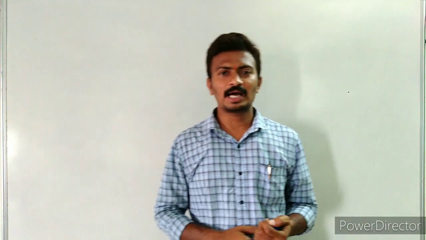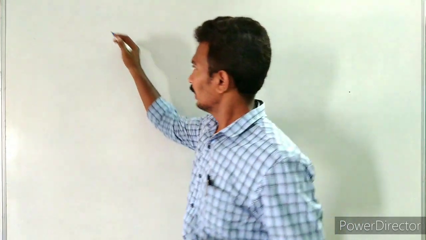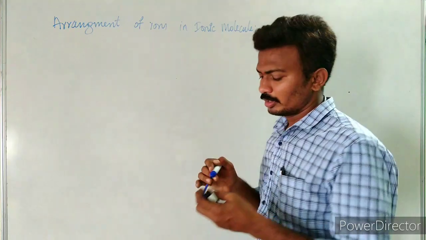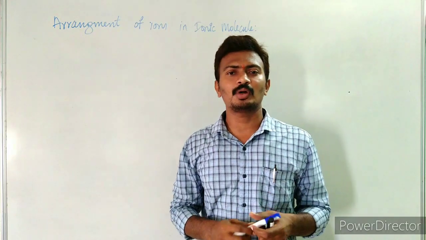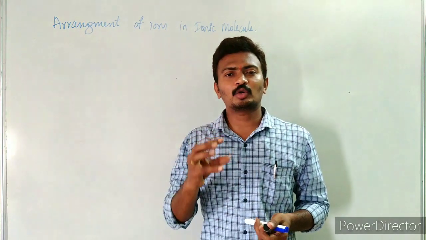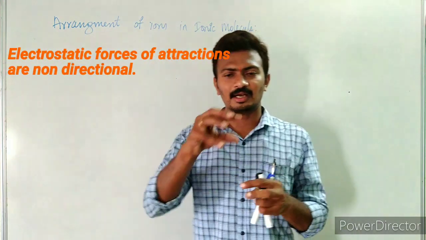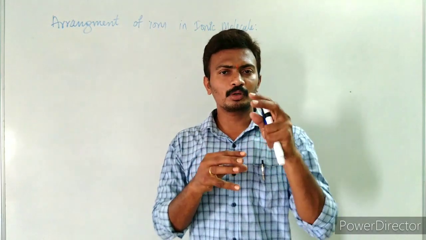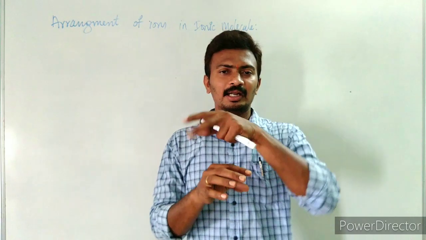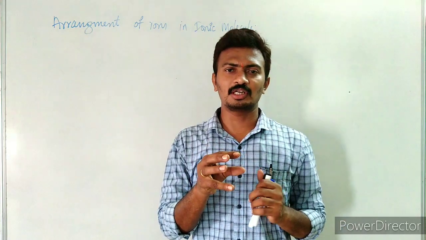Hello everyone. In this video, let us see the arrangement of ions in the ionic molecule. How will the ions be arranged? In order to understand the arrangement of ionic species in an ionic molecule, we need to understand one point: the electrostatic forces of attraction are non-directional. They don't have a particular direction. They can attract their counter ion from all the possible directions three-dimensionally, not only from the front side, not only from the back.